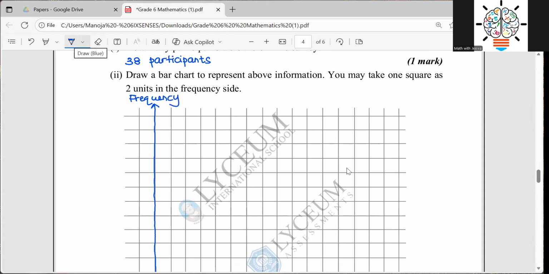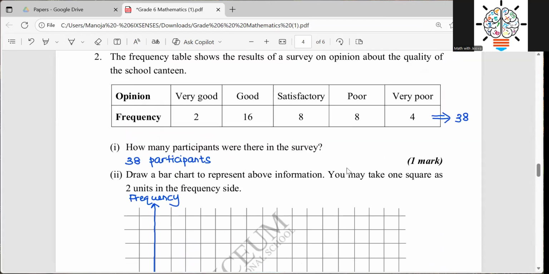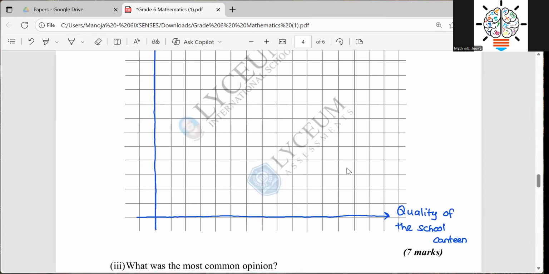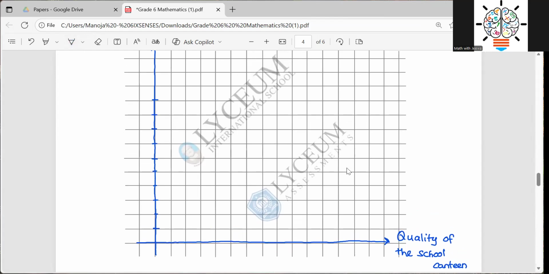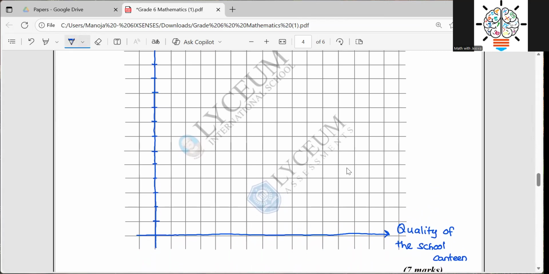Right. The first one, it says that you may take 1 square as 2 units in the frequency side. The first one is very good, no? So then we can mark this like this. 2, 4, 6, 8, 10, 12, 14, 16, 18, 20, like this, 22, 24. And I'm going to write them.